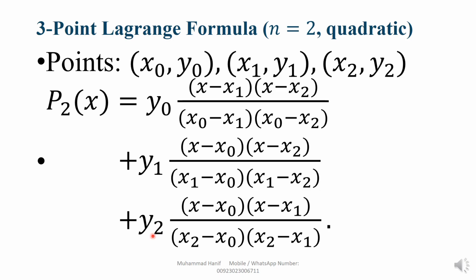Now we use this after the plus addition sign. y2, you write y2, x2. You write x2. If we write x2 minus, you write x0. Again x2, you write minus x1. If here is given x0, then you write x0. If here is given x1, then you write x1. This is the 3-point Lagrange formula.